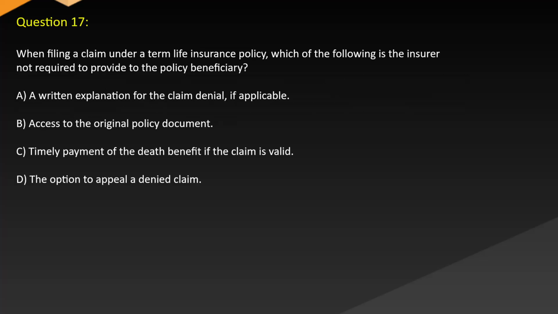Question 17. When filing a claim under a term life insurance policy, which of the following is the insurer not required to provide to the policy beneficiary? A. A written explanation for the claim denial, if applicable. B. Access to the original policy document. C. Timely payment of the death benefit if the claim is valid. D. The option to appeal a denied claim.